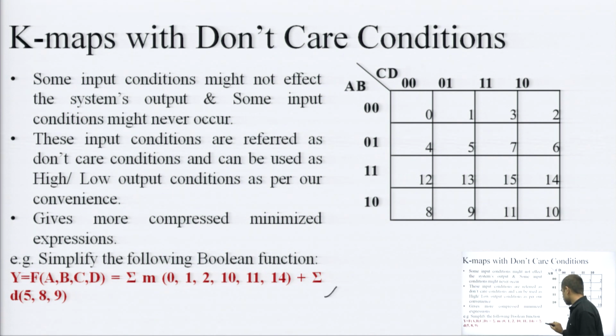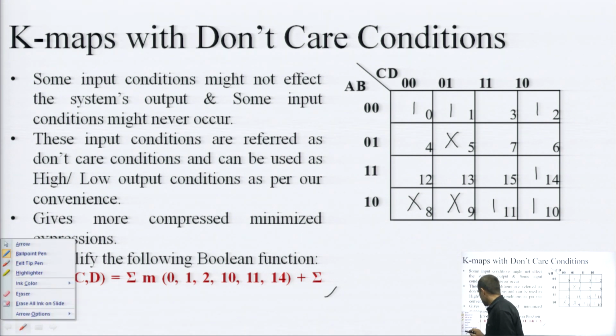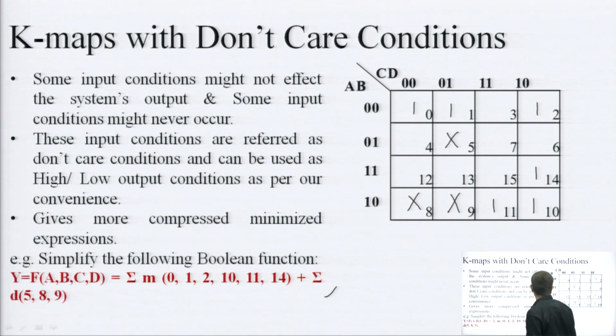So, this is the question provided to me: minterms 0, 1, 2, 10, 11, 14, and 5, 8, 9 are the don't care terms. So, 5, 8 and 9 don't care terms are represented by cross. Okay. So, these are represented by cross.